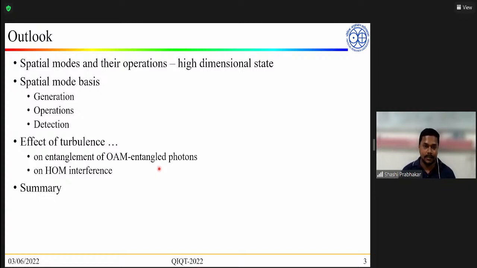So there are two quantum phenomena that I have taken for today. First is entanglement, because whenever you build a source, you have to verify whether it is entangled or not. So for entanglement, you will see how the turbulence affects it, and the other one is the Hong-Ou-Mandel effect, because for any source, indistinguishability is a must, and we need to find out how this indistinguishability is affected.